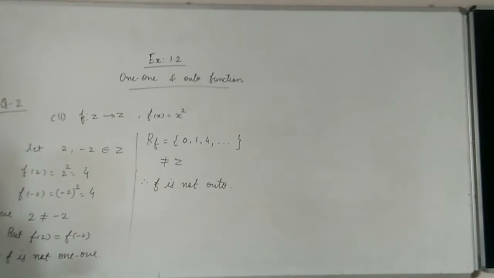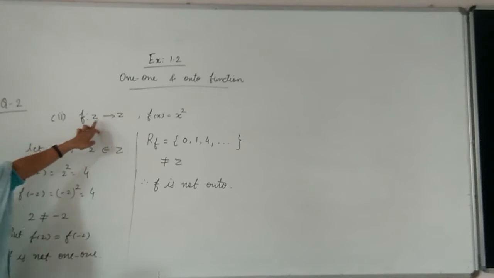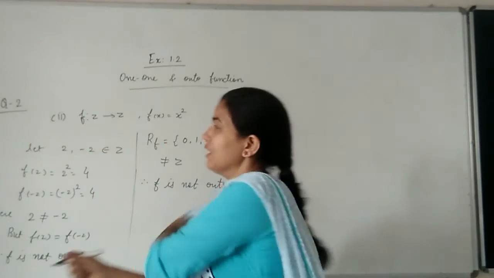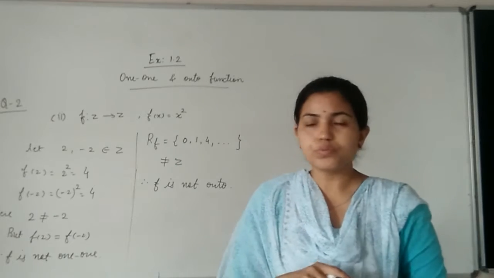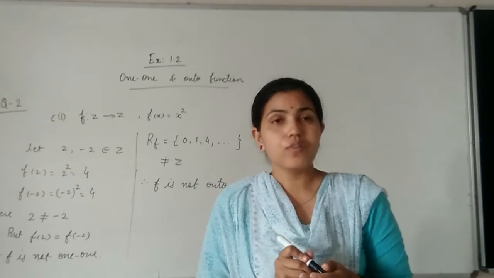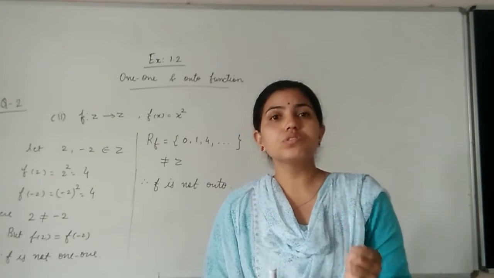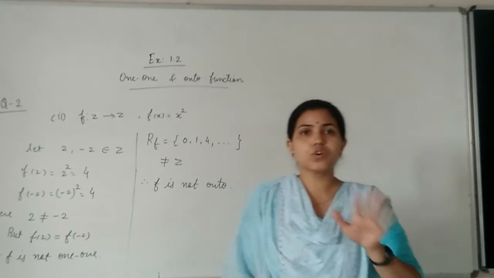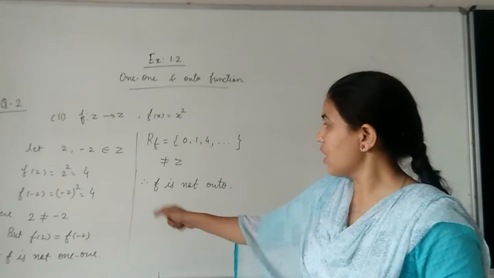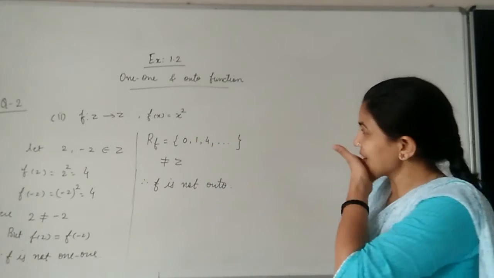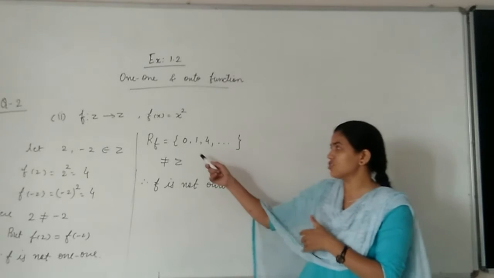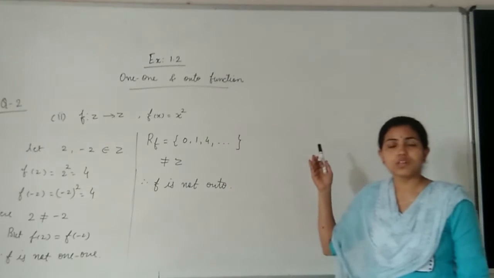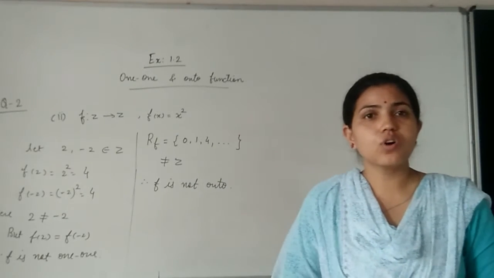So you can check for the second question. It is easy. From Z to Z, f of x is equal to x square. The question is, we have to check whether our function is 1-1 or onto. For 1-1, we have found two distinct elements whose image is the same, which gives us the same value, and this does not satisfy the 1-1 definition. Therefore our function is not 1-1. The second thing is ontoness, and again I have checked the range of the function. The range of the function is 0, 1, 4, and so on, which is not Z. That's why it is not onto.